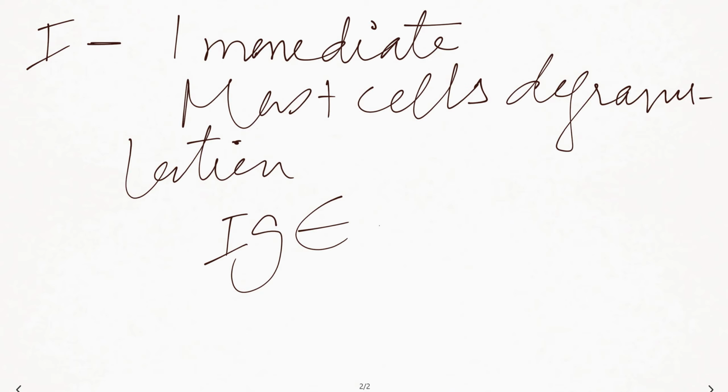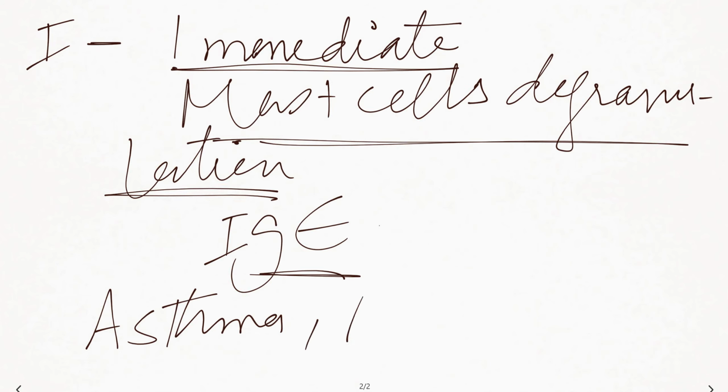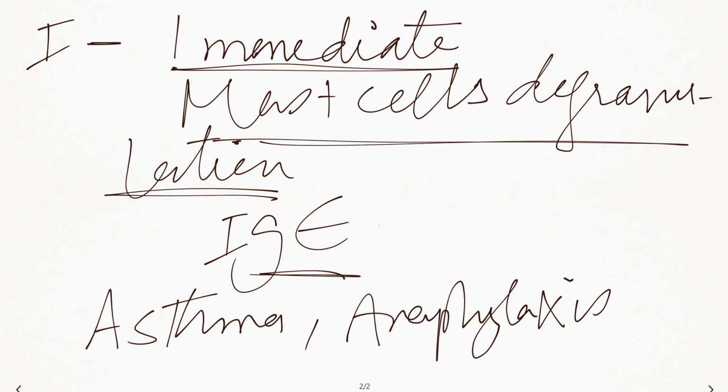Actually, for all the types of hypersensitivity, you want to know the main feature, you want to know the mechanism by which it occurs, and you want to know some examples. In this case, in type 1, bronchial asthma is one example, anaphylaxis is another example for hypersensitivity type 1, and also atopy if you want. Okay, so this is the first type.